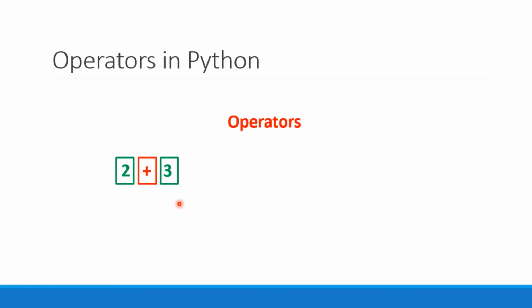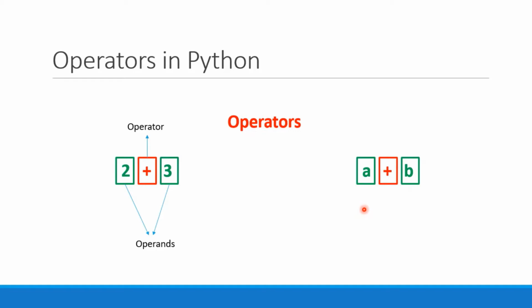Similarly, we can perform these operations on variables like this. Here this A is one variable and this B is another variable, and we are performing this addition operation on these two variables to get the sum of the values of these two variables. One more thing is that the things on which we perform the operation are called operands. For example, here you can see these 2 and 3 are called operands, and this plus is called an operator. Similarly, here this A and B are operands and this plus is an operator.